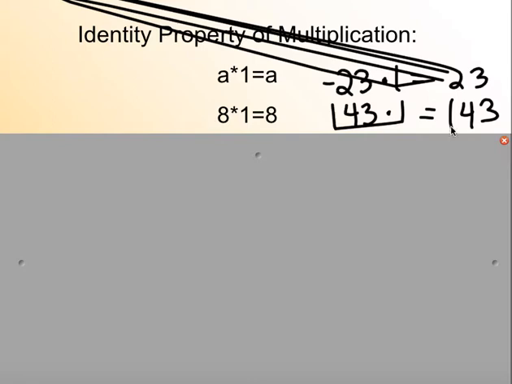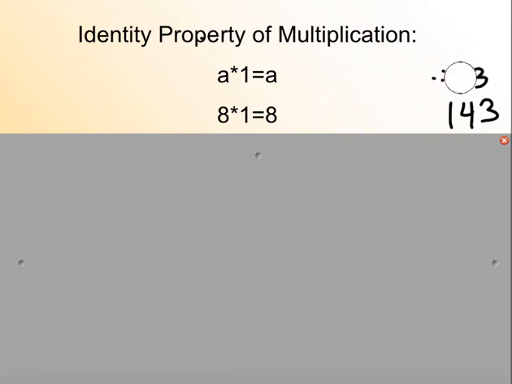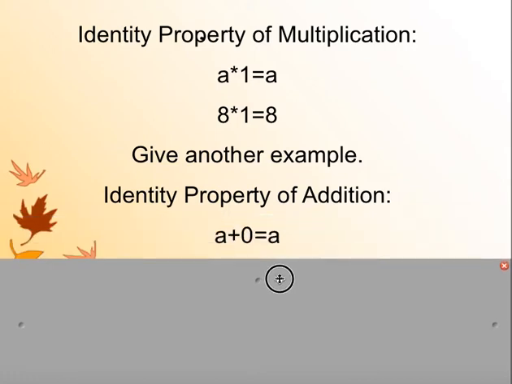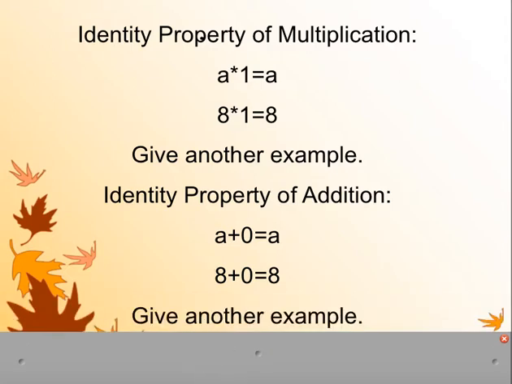Okay? Similarly, with addition, we also have an identity property of addition. Okay? This means that even when we add something to a number, it keeps its original value. And as you can imagine, that would mean that we are adding 0. Any number plus 0 gives its original identity. So 8 plus 0 equals 8. Negative 23 plus 0 equals negative 23. 143 plus 0 equals 143. There are infinite amount of examples here that we can take a number, add 0, and it stays the same. That is the identity property of addition.